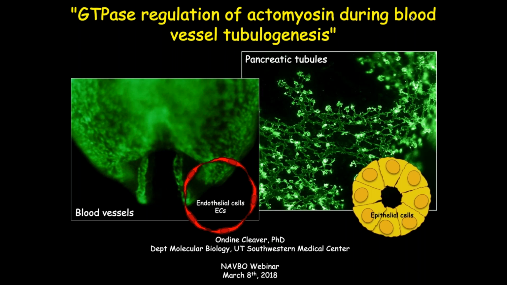Lots of similarities. Of course, there are differences, as you can see by the little cartoons there. The cells are different. Endothelial cells are much more flattened. Their junctions are very thin. In epithelial cells, they're much thicker. But today we're going to focus on the endothelial cells and the molecules that are required for this event to occur.